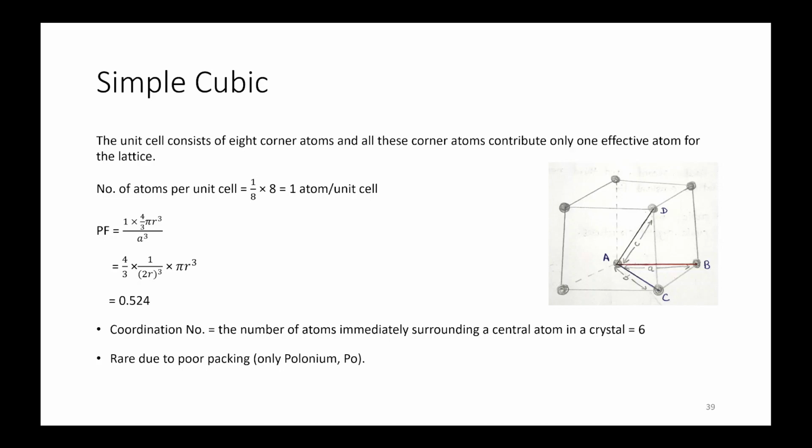Now number of atoms per unit cell. As we calculated earlier, in this case you will be having 8 atoms at the 8 corners, and each atom is shared only 1/8 in this cube. So it will be 1 atom per unit cell.